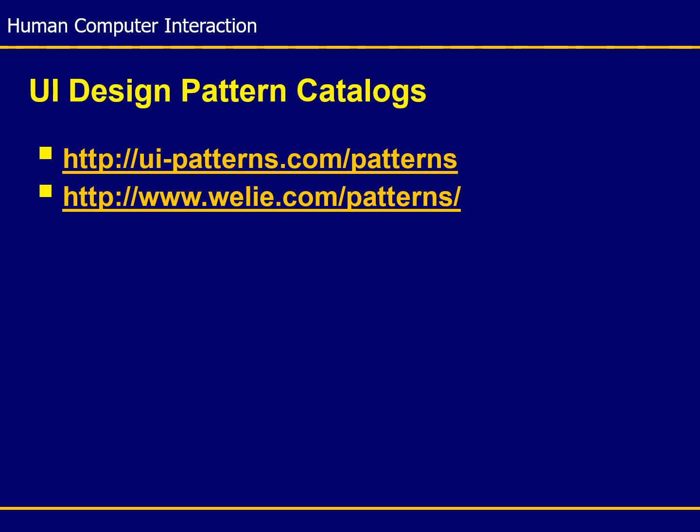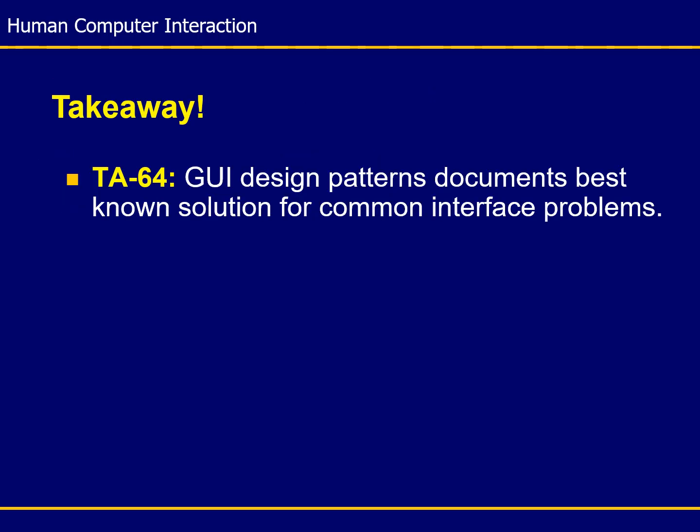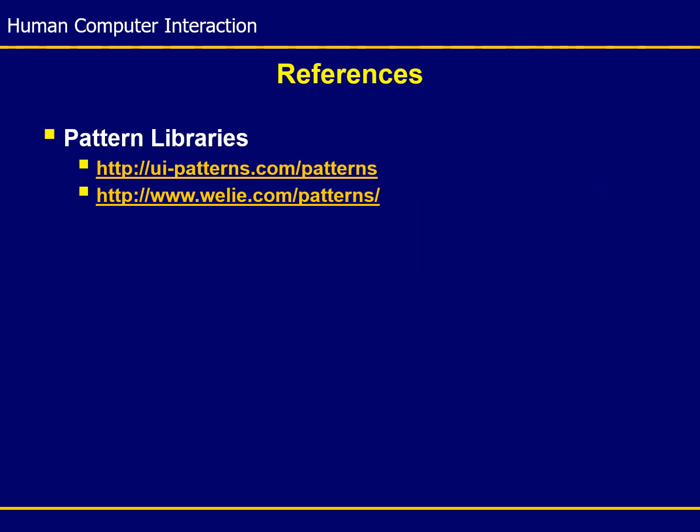So in the tutorial we will see all of these patterns, or most of them, and we will discuss the pros and cons of each. So the takeaway: GUI design patterns document best known solutions for common interface problems. Okay, and this is actually going to be your tool when you're building the user interface for your project. And these are the references for today's lecture.